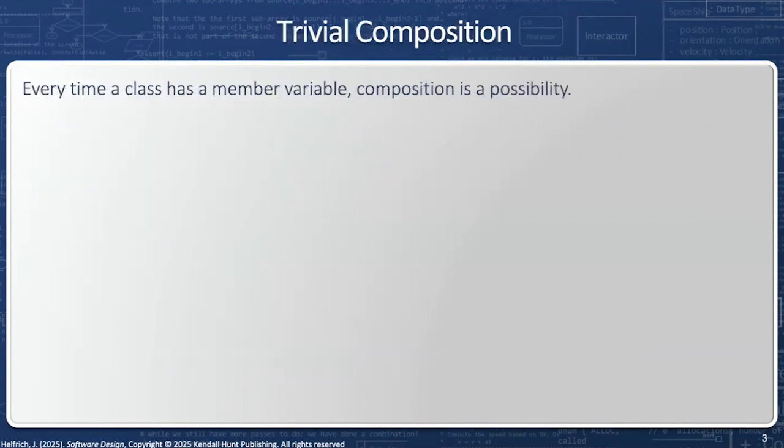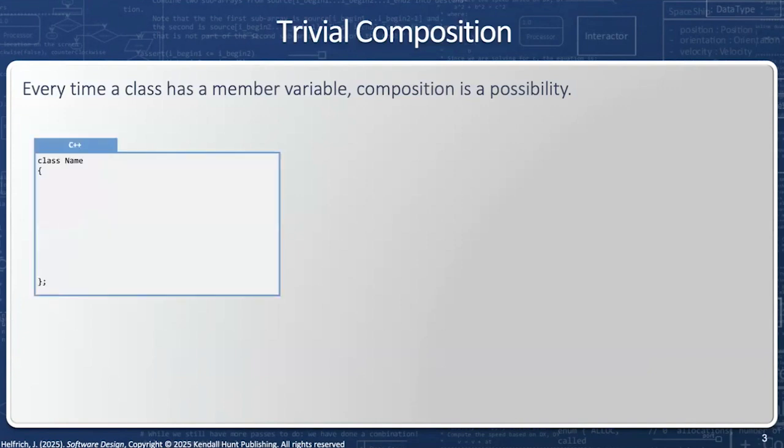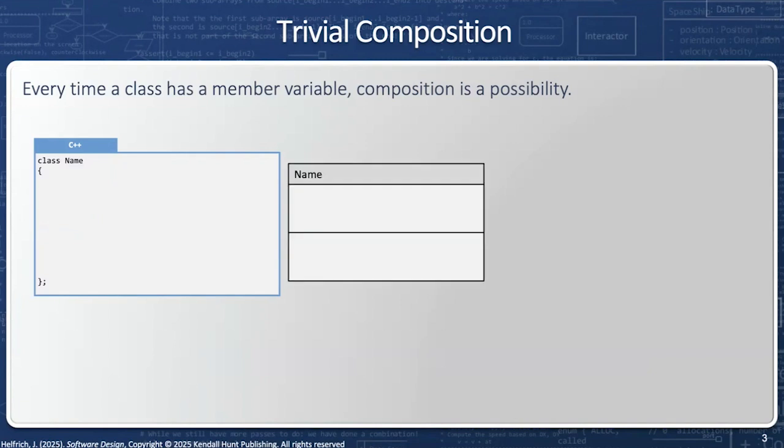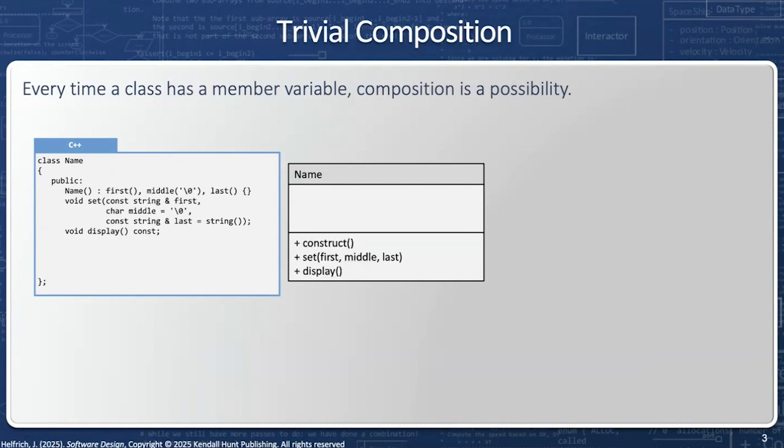Now, let's take a look at a trivial composition. Every time a class has a member variable, then composition is a possibility and, in fact, the most likely case. So let's say, for an example, in C++, I have a class called name. Then I'm going to make a class called name in my class diagram. I'm going to have three public methods, a constructor, a setter, and a display. Okay, these are all public.